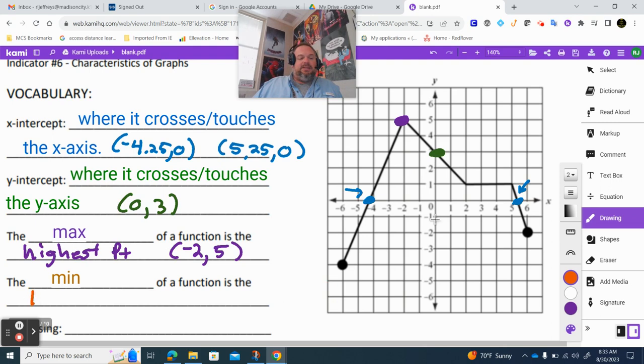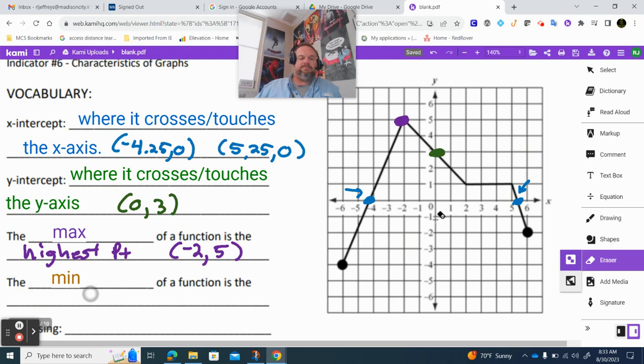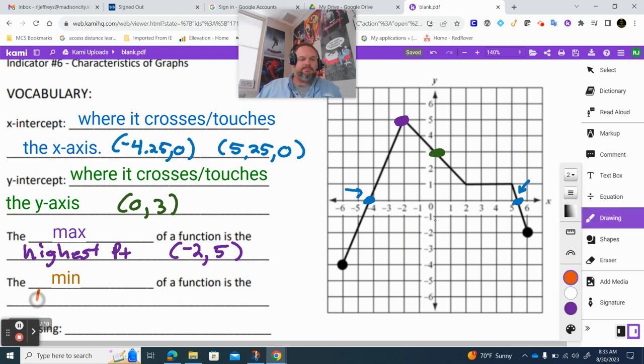Minimum. This is the lowest point of a function. And this happens right here, at negative 6, negative 4.